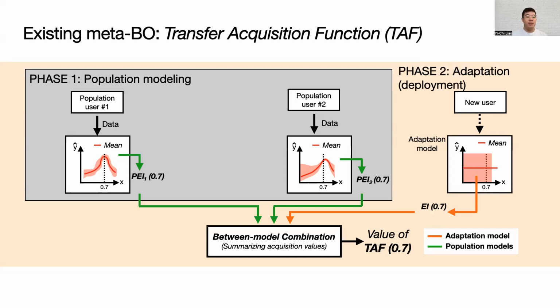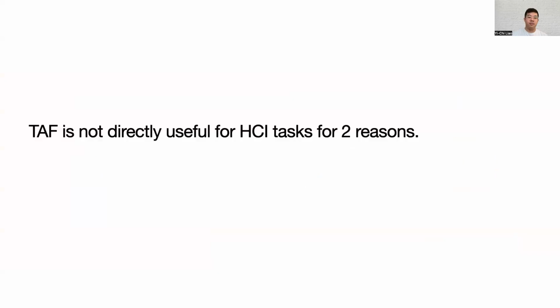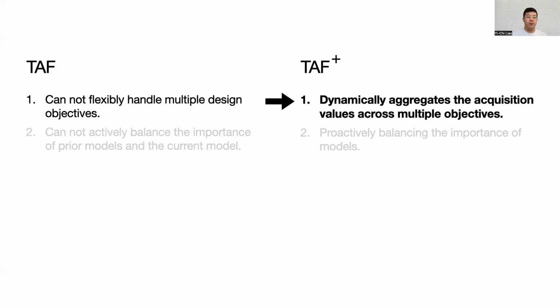TAF merges these values based on the weights. Without going into details, it initially assigns higher weights on the prior models, so that they can guide the optimization to good start points even when we have minimum information of the new user. And gradually, it increases the weights on the new model to achieve customized design for the new user. However, TAF has two issues that forbid it from being directly applied to HCI. That motivates us to introduce our TAF Plus and its workflow.